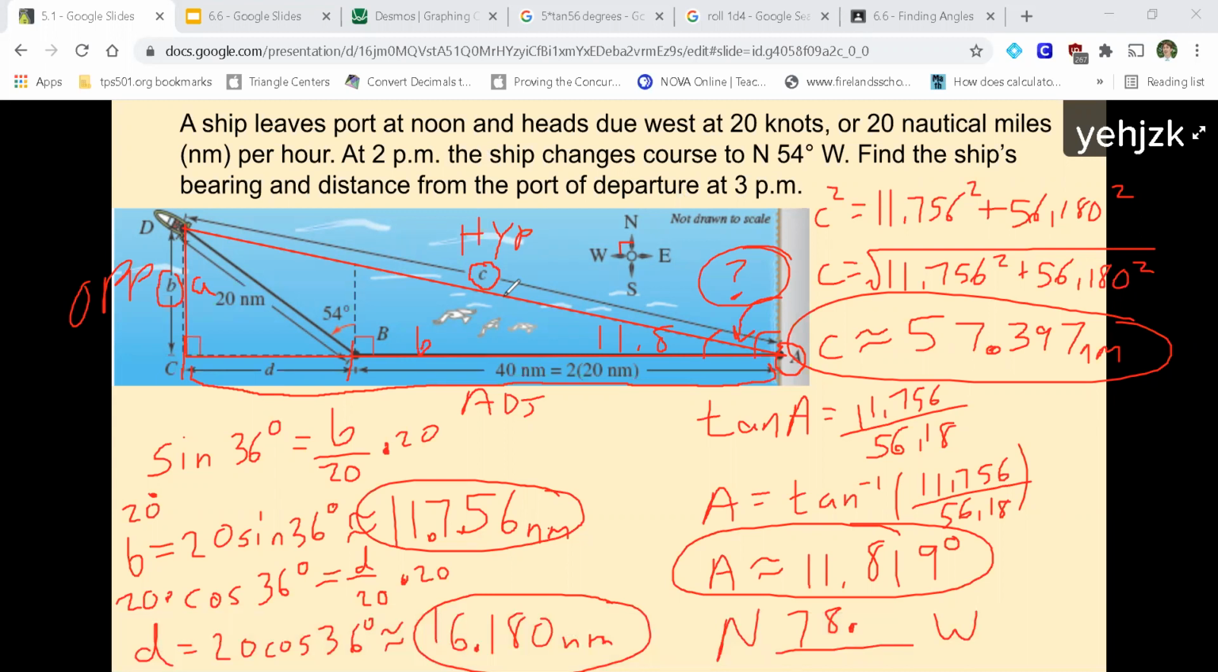And again, if you use the full decimal, that'd be 78.181. So then you can get on the horn and say, breaker 19. We are aboard the SS Honors Precalculus and have broken down 57.397 nautical miles at a bearing of north 78.181 degrees west. Asking for assistance, please. We are almost out of sandwiches.